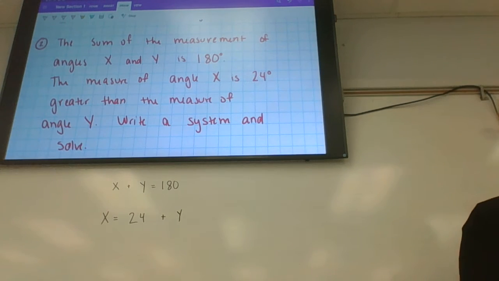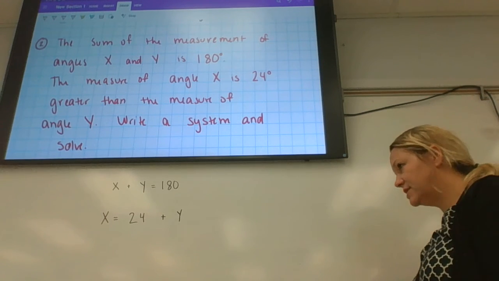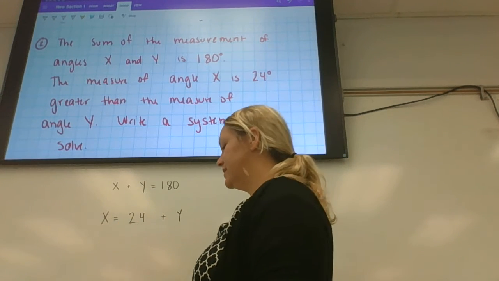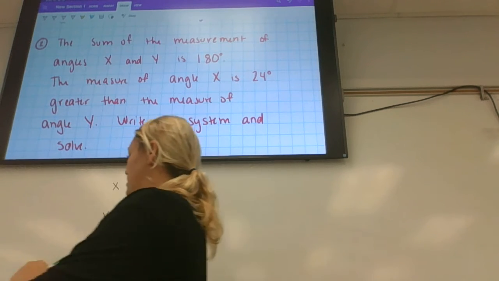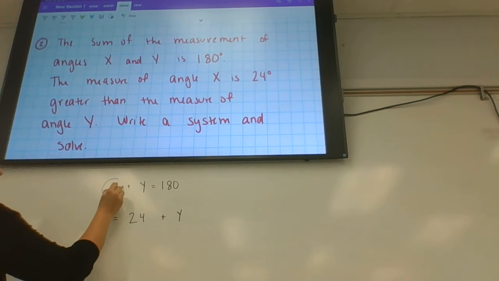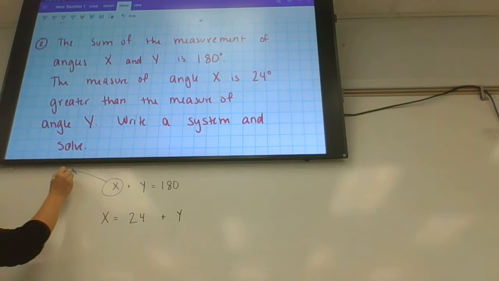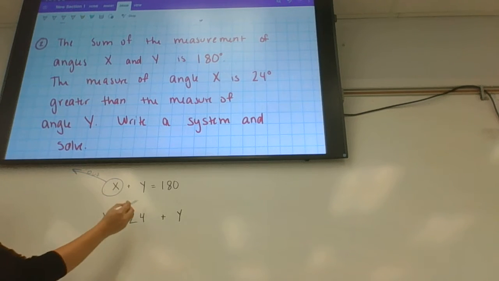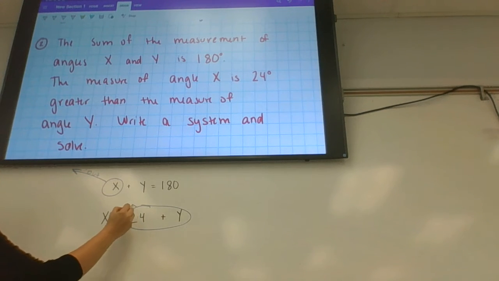So I want you to do a substitution. Since we know what x is, got the answer, I'm going to take this out, and I'm going to put all of this in.